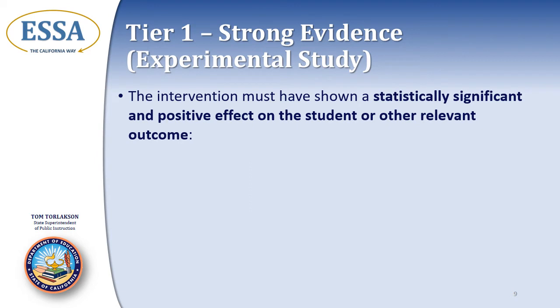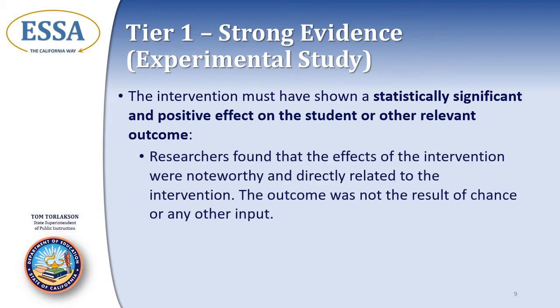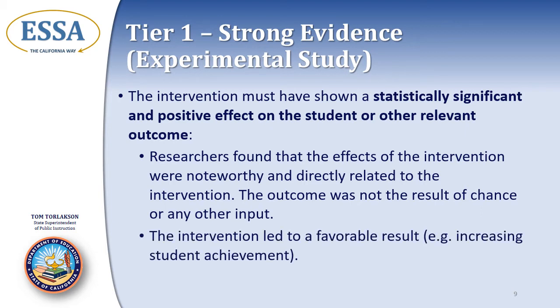The intervention must have shown a statistically significant and positive effect on the student or other relevant outcome. This means researchers found that the effects of the intervention were noteworthy and directly related to the intervention. The outcome was not the result of chance or any other input. It also means the intervention led to a favorable result, like increasing student achievement.